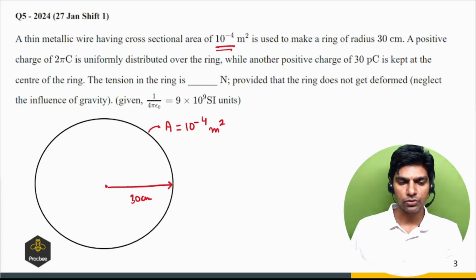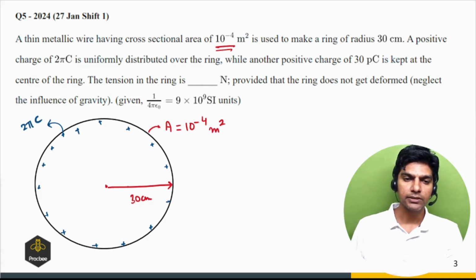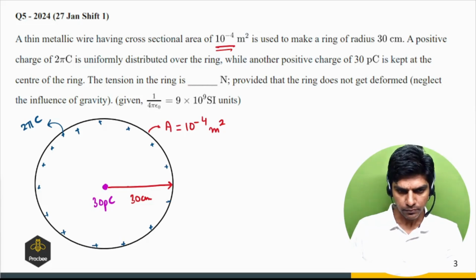A positive charge of 2 pi coulomb is uniformly distributed over the ring. So on this ring there will be a positive charge which is distributed uniformly. So the total charge on the ring is 2 pi coulomb. While another positive charge of 30 picocoulomb is kept at the center of the ring. Now there is a charge of 30 picocoulomb at the center. Now the tension in the ring is, so basically we have to find the tension in the ring, provided the ring does not get deformed, neglect the influence of gravity.